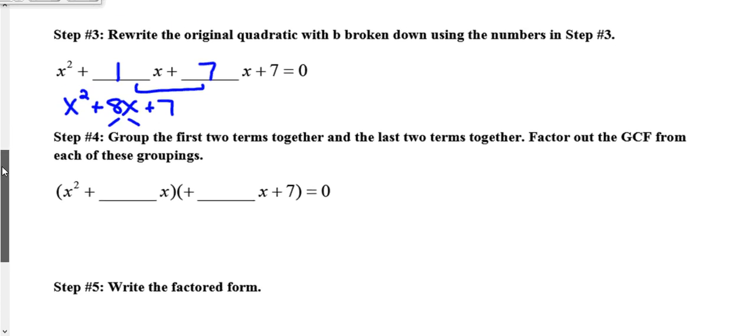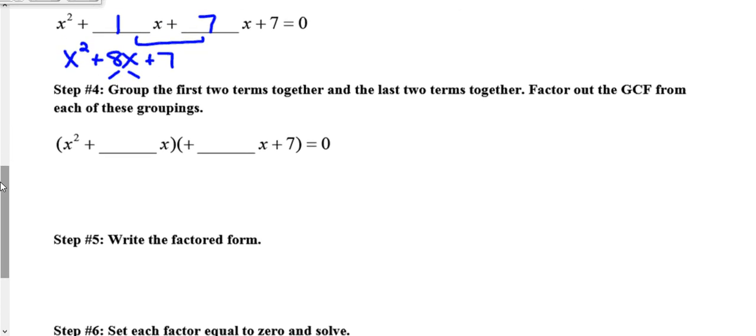So I'm going to carry down those numbers to this next step. So here's 1x and 7x. And notice what's different in step 4 is that we're using parentheses to group the first two terms and the last two terms together. So let's look at these first two terms.